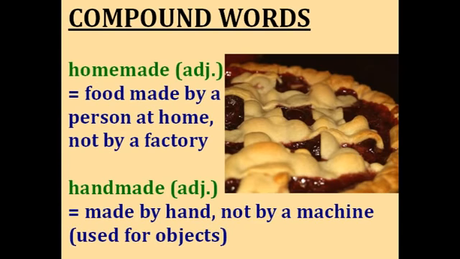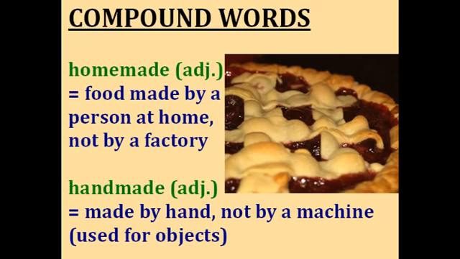How would you like some homemade cherry pie? It's a nice picture, huh? The adjective homemade means something, usually a food, was made by a person at home and not by a factory or by a big company. So if you buy something in the supermarket that's already prepared, then it's not homemade. But if your mother makes it at home, or if you make it directly from the ingredients, then it's homemade.